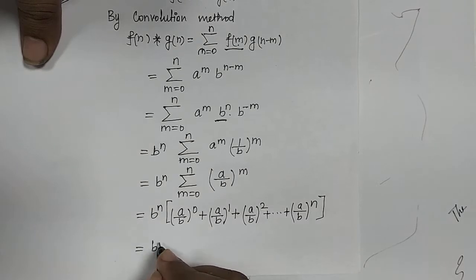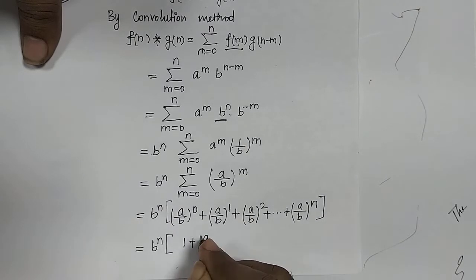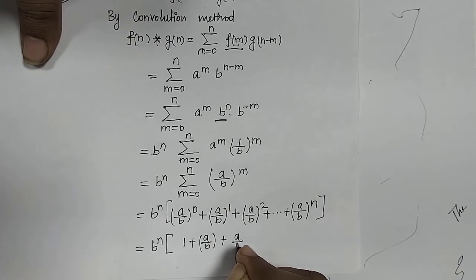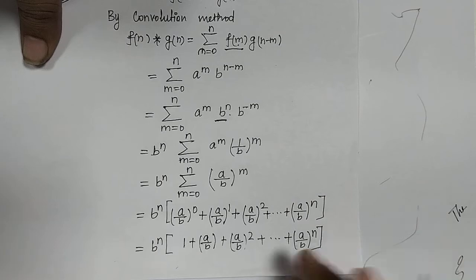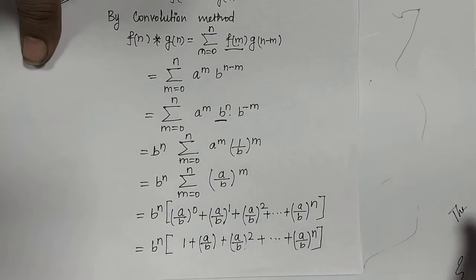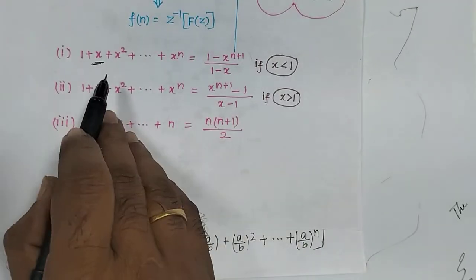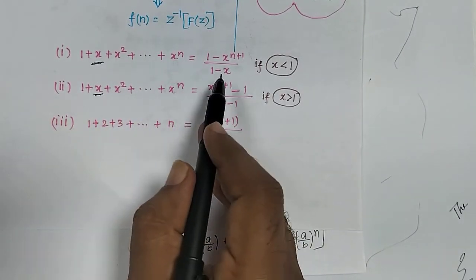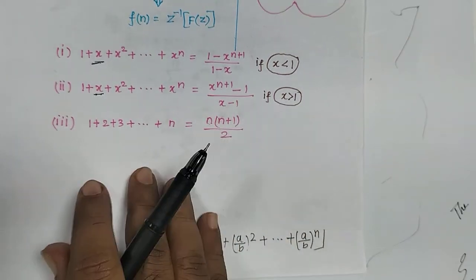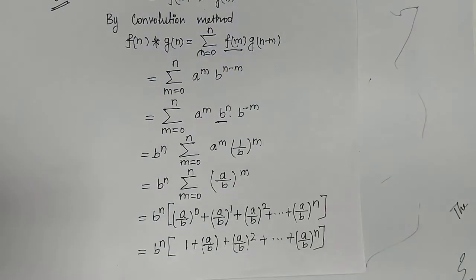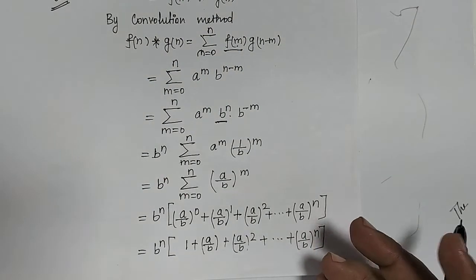So according to that I am writing b power n outside. Here a by b, anything power 0 is 1. This is a by b, and a by b whole square, plus up to a by b whole power n. This is our series, so this series you can compare. Already I told the formula: 1 plus x plus x square plus up to x power n is equal to 1 minus x power n plus 1 divided by 1 minus x, or x power n plus 1 minus 1 divided by x minus 1. Here you will have two formulas: one for x less than 1, another for x greater than 1.